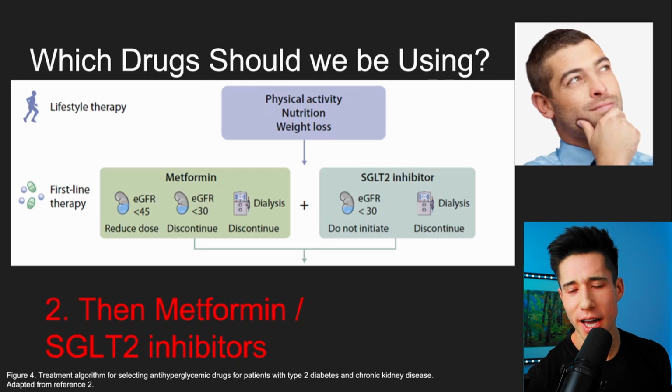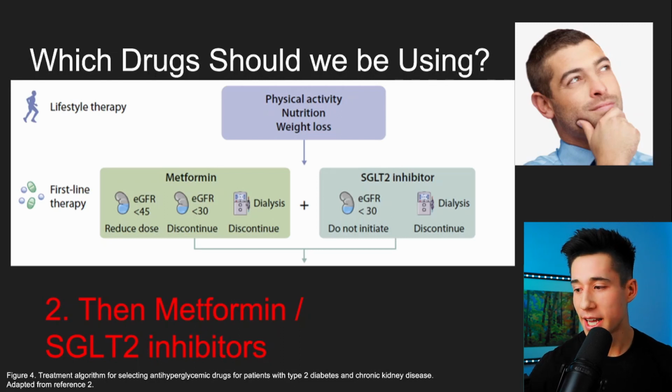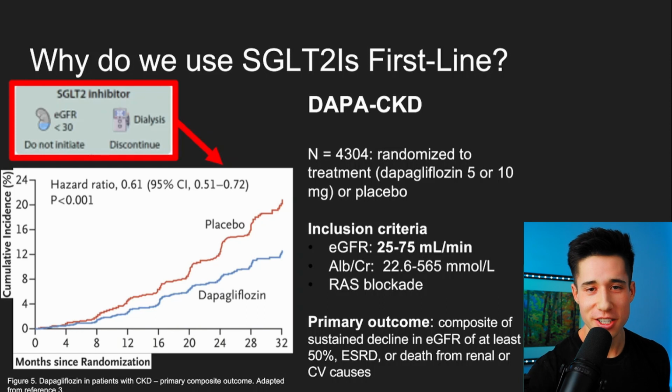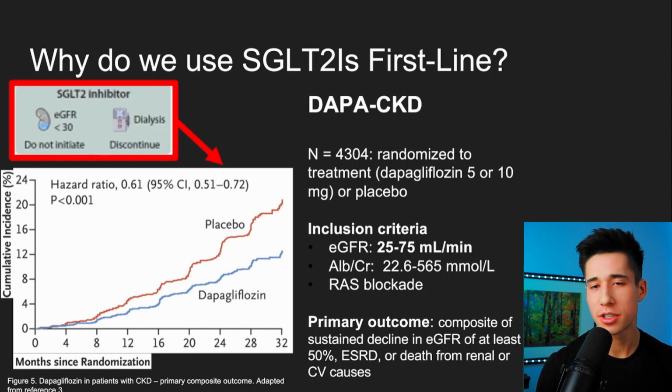And the reason why we have SGLT2 inhibitors as a first-line therapy for CKD in diabetes, or diabetes in CKD, is because of a lot of new research that's been coming out. There have been a whole bunch of different studies that have demonstrated that SGLT2 inhibitors actually decrease the progression of CKD. So they are kidney protective, and they're kidney protective beyond the glycemic control that they offer.